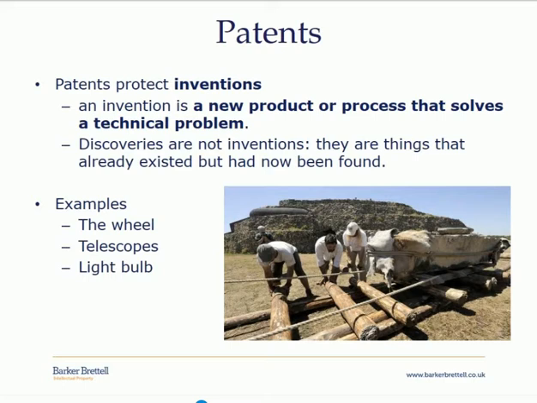So, patents, they protect inventions. They're inventions on new products or processes that solve a technical problem. So they're not just the way things look or feel, they're actually how it works. And discoveries aren't inventions as well. You're just finding something that's already existed. You've not made something new. So if you go back far enough, the wheel was an invention. It took a surprising amount of time of rolling logs before people realised that axles might be useful. Telescopes and, of course, light bulbs, which you always see in any IP talk above someone's head.